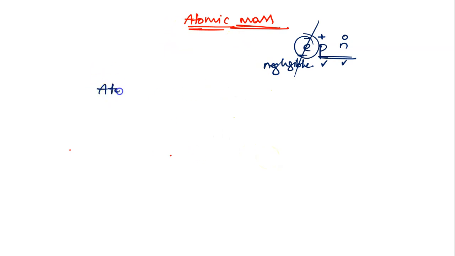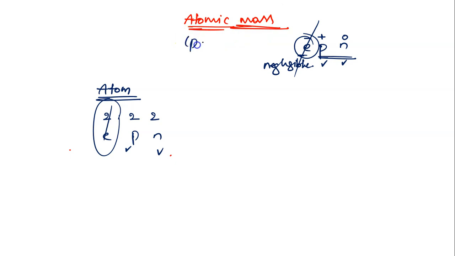Say for example, I have an atom which is consisting of maybe 2 electrons, 2 protons and 2 neutrons. Fine? Electrons, protons and neutrons. So if I have to calculate mass of this atom, I will not consider these electrons to calculate the mass. I'll only consider the mass of protons and neutrons. Why? Because electrons are very negligibly massed when you compare them to that of proton and neutron. So atomic mass literally is nothing but the mass of protons and neutrons present in one particular atom.